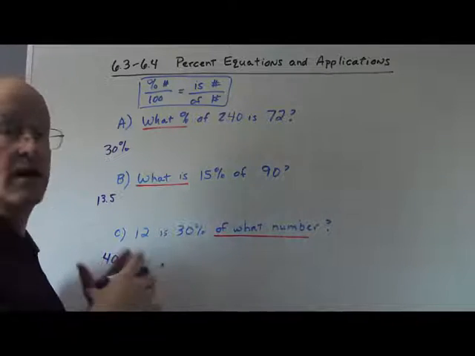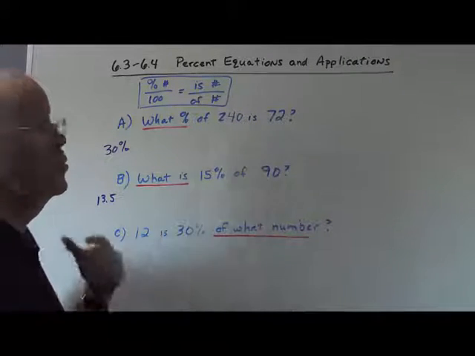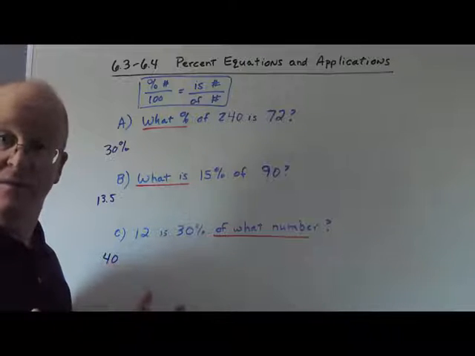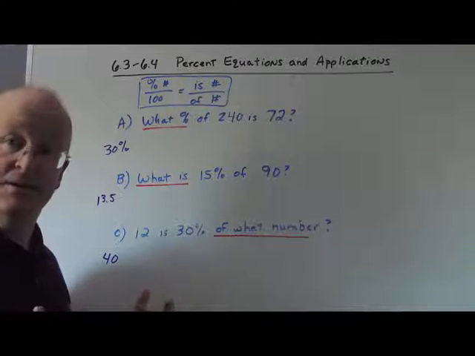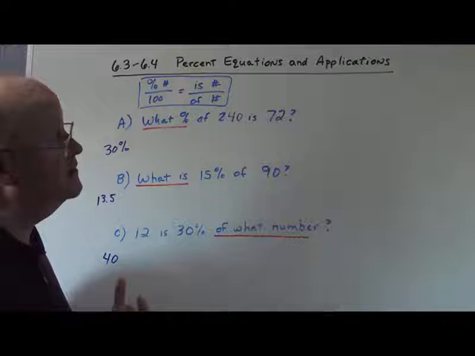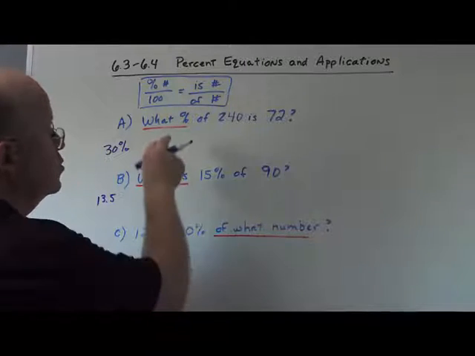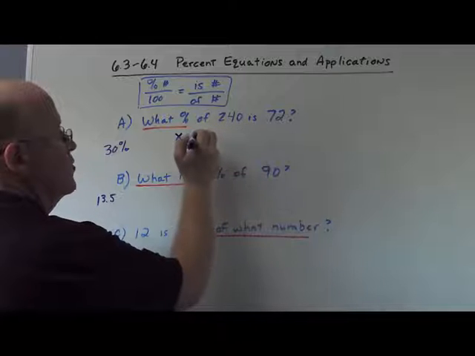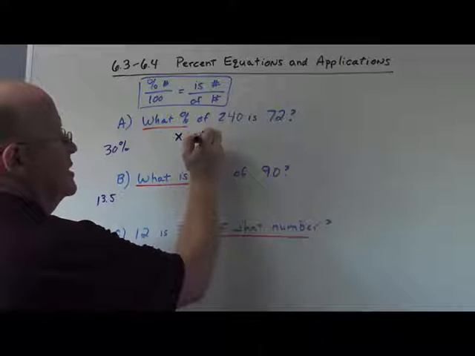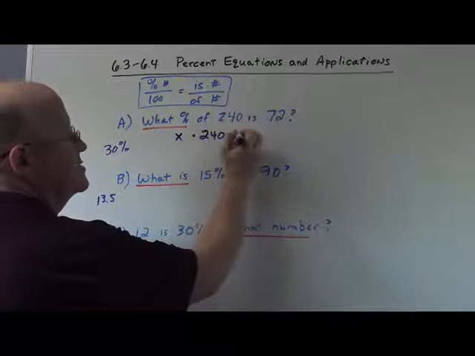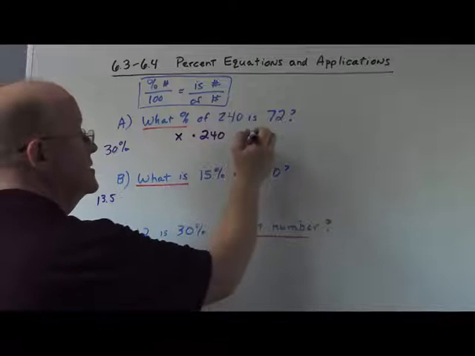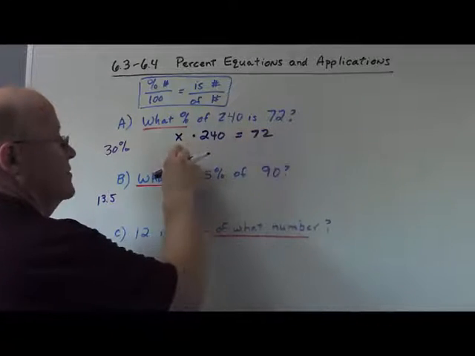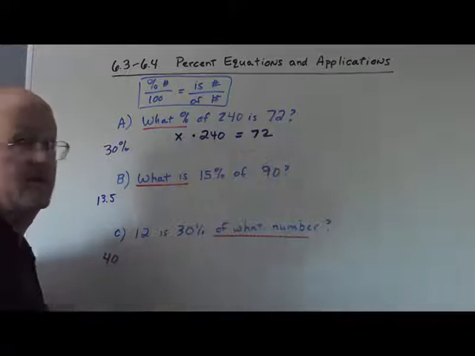Now that I've erased them, let's go through and solve these using an algebraic approach. When we see what, we're going to replace it with our variable x. Is is going to turn into an equal sign, and of will turn into multiplication. So what percent? That's just going to be x of 240. Of turns into multiplication by 240. Is turns into my equal sign, 72. Something times 240 is 72.